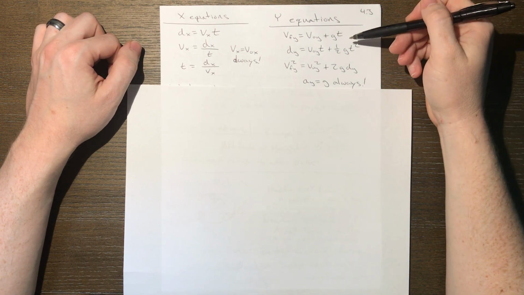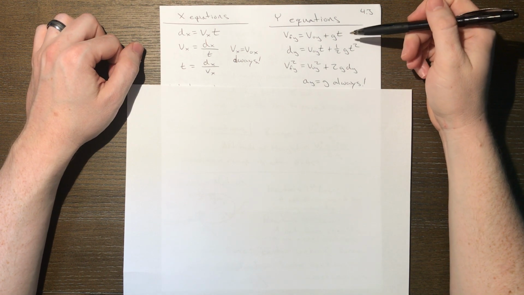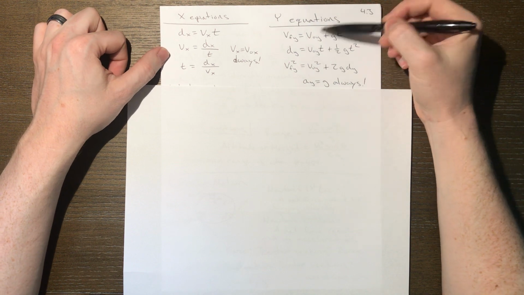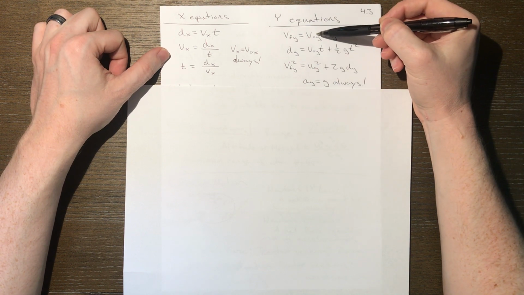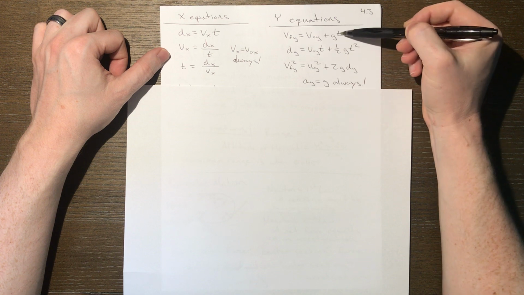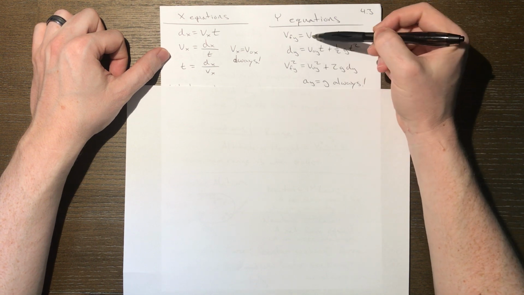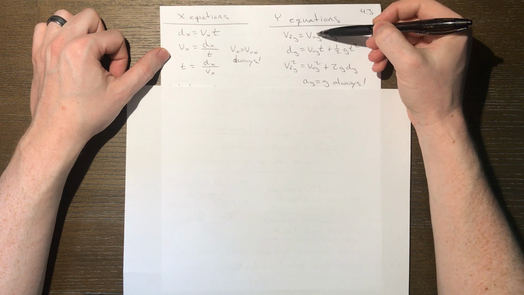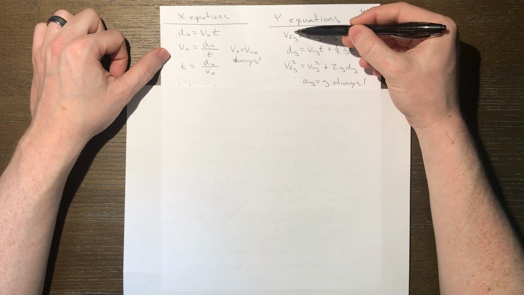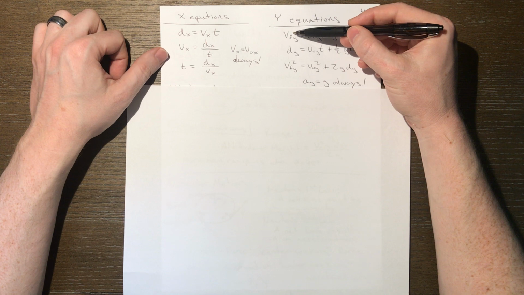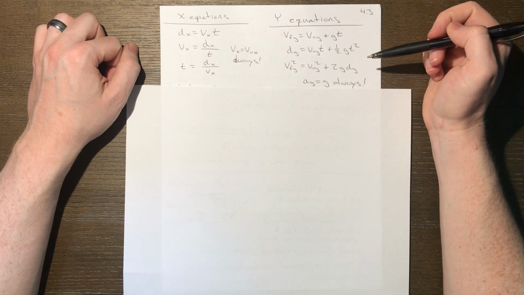The y direction is undergoing constant acceleration. So no matter what your initial y velocity is, after some amount of time, gravity will have changed it. So we can have some different velocities in the y direction. We can have an initial velocity, but after time has elapsed, it's going to change into some final velocity.